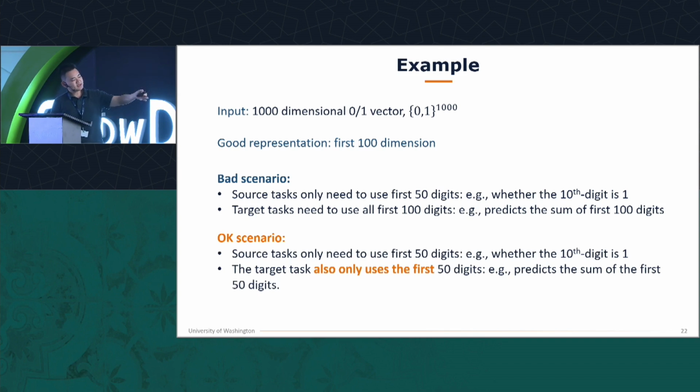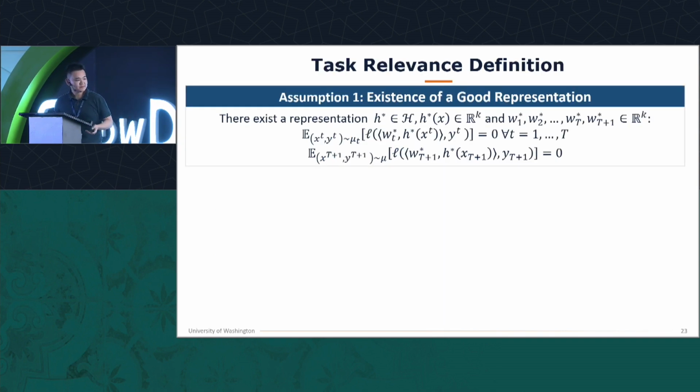But here you can consider this scenario. The source task, again, only uses the first 50 digits, but if your target task also only uses the first 50 digits, then you're fine, because you already have the information about the first 50 digits. Then you learn a good representation for the target task as well. Notice that this is not the worst case target task. This is more like a benign case of the target task. But if you're in this benign case, you can actually do better than the worst case.